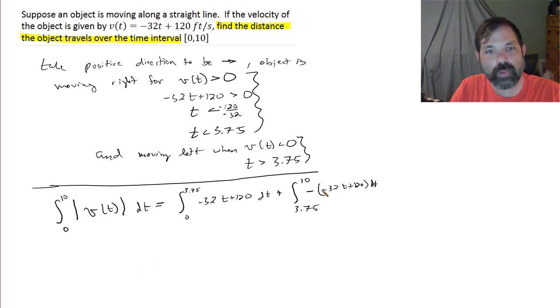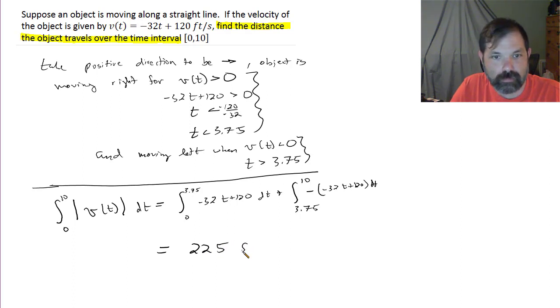And so then we evaluate each of these integrals separately. I'm not going to go through all of that work. I'm just going to give values. I've calculated those values off camera, and this gives me 225 feet for the first integral, and then for the second integral, it's 625 feet. And so the total distance traveled is actually 850 feet.